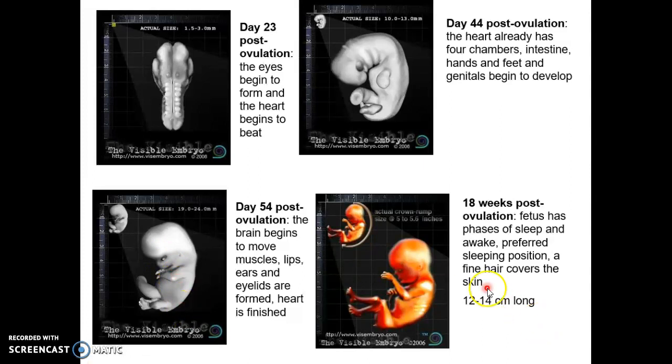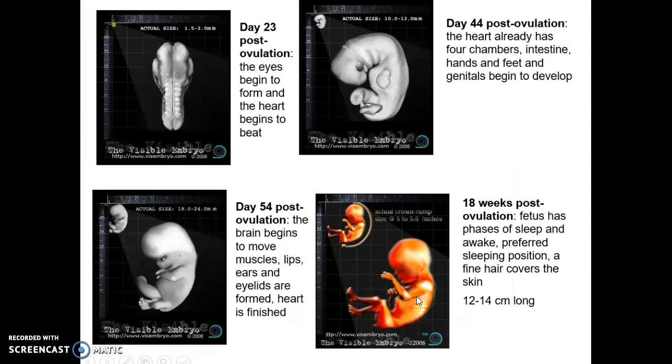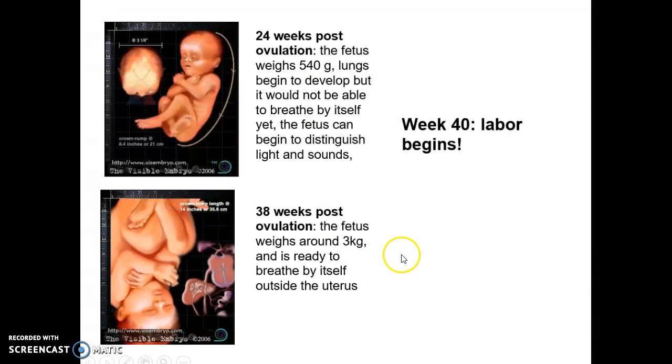18 weeks, this is around month 5 of pregnancy, post-ovulation. The fetus already has phases of sleep and being awake. It has a preferred sleeping position. It's around 12 to 14 centimeters long, and it develops a very fine hair that covers the whole skin. This disappears later in the development of the baby.